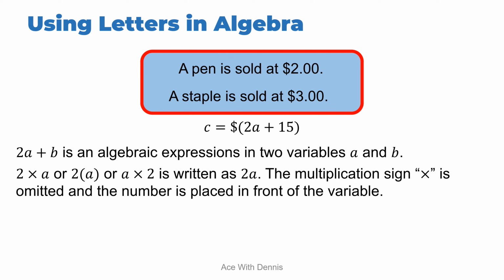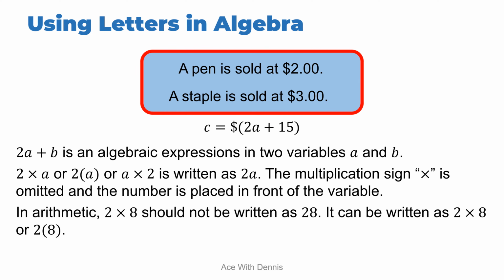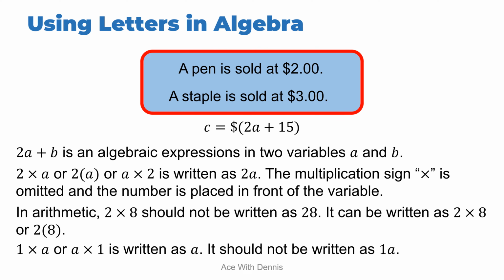2 times a, or 2 bracket a, or a times 2 is written as 2a. The multiplication sign times is omitted and the number is placed in front of the variable. In arithmetic, 2 times 8 should not be written as 28. It can be written as 2 times 8 or 2 bracket 8. 1 times a or a times 1 is written as a. It should not be written as 1a.